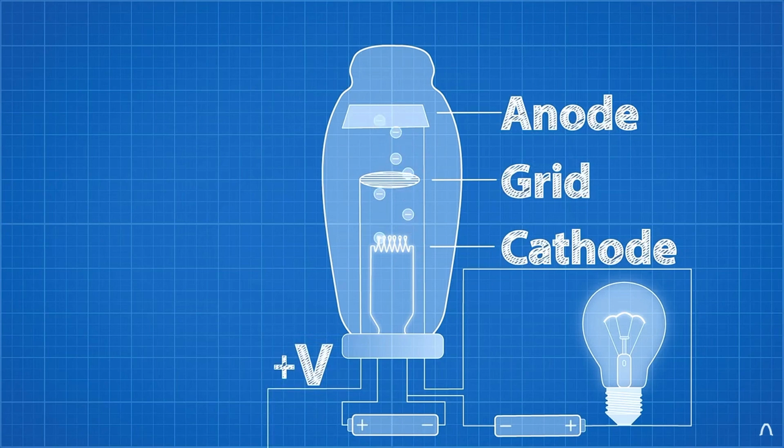But we can manipulate this flow of electrons in many useful ways with the grid. For example, we can use it as a switch. If we place a light bulb here, it will only light up when there's a positive voltage across the grid. If we apply a negative voltage, the negative charge will repel electrons trying to pass through. This is the foundation of binary coding.